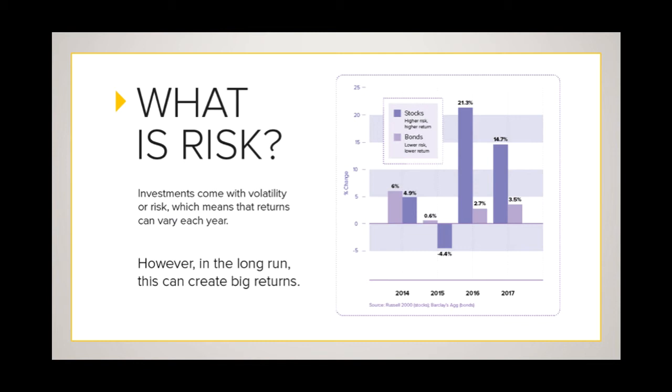So the second slide, what is risk? You can see here, right? With the purple rectangles here over the years, you can see here that stocks in the darker purple, right, have returned anywhere from as high as 21.3% returns all the way down to negative 4.4%. That's right, negative 4%, which means your investments are actually losing value during that period of time because of a drop in the stock market.